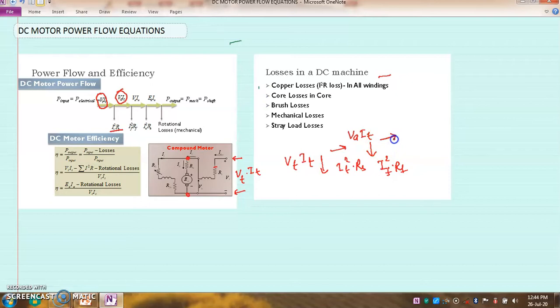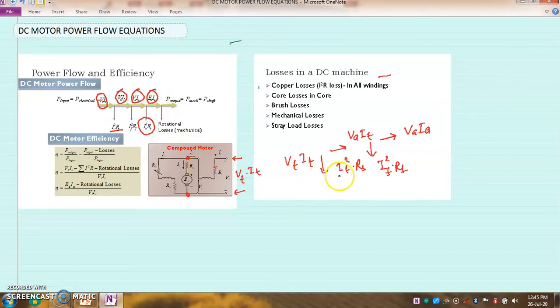After this subtraction, the power going to the armature is VA, the armature voltage, multiplied by IA, the armature current. Inside the armature, if you subtract IA square into RA, the armature resistive or ohmic drop, the power generated in the machine will be EB into IA, or EA into IA, the armature power developed.